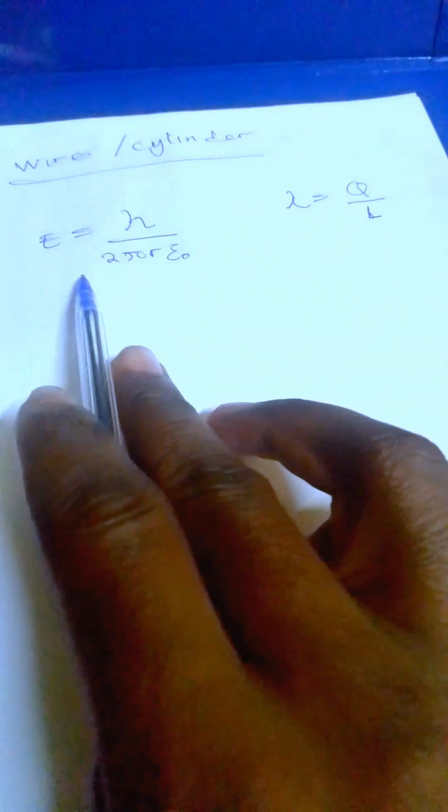The formula for linear charge density, like we did on area: the charge will come first. Linear, think of it as a line. You can also think of it as a distance, but in this case I'll take it as a length. I'll abbreviate it with the letter L to represent length. So this is the formula for the electric field of a wire or a cylinder, if you have been asked to find the electric field using a wire or cylinder.